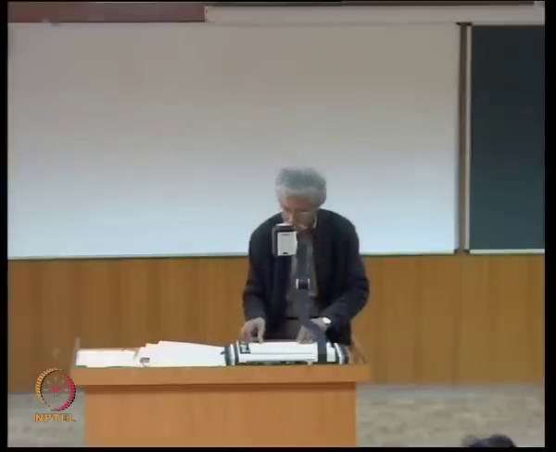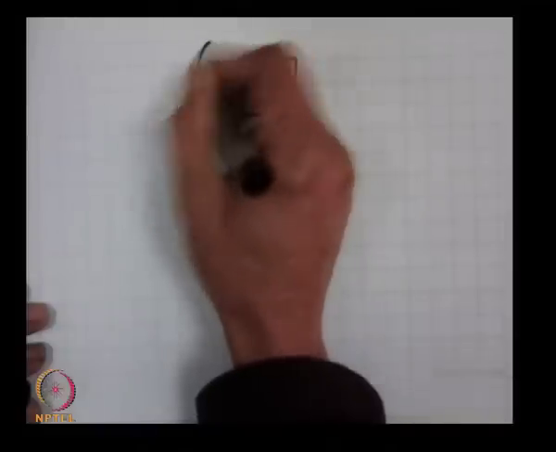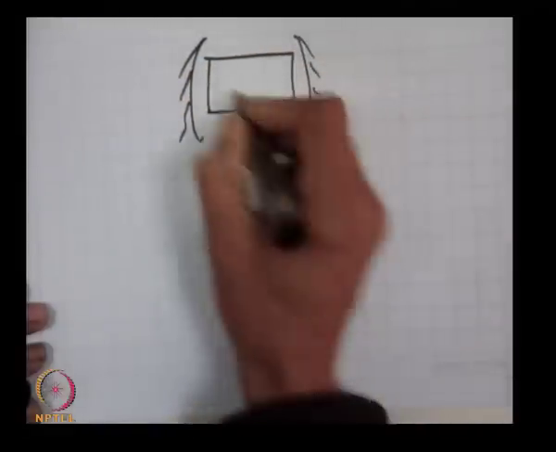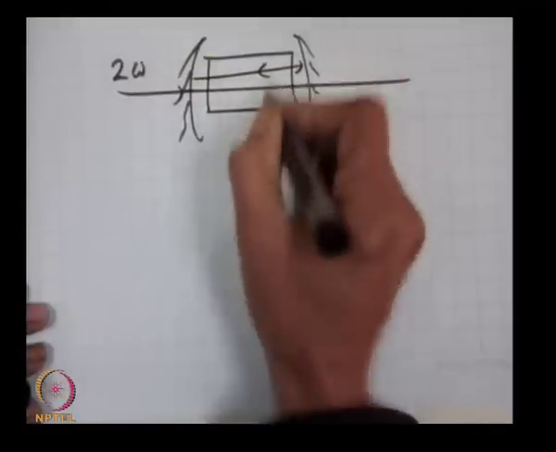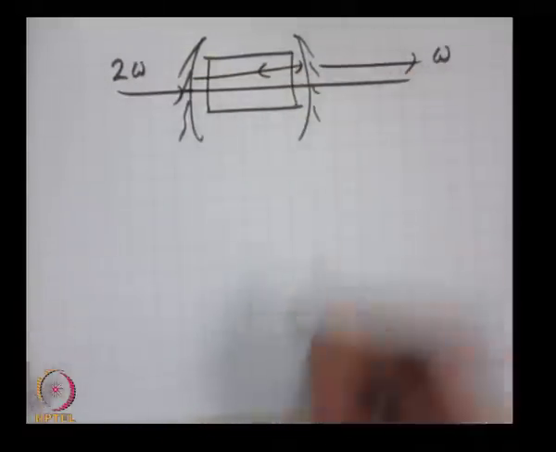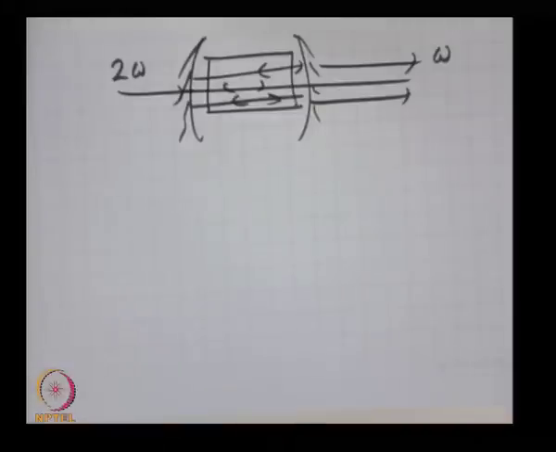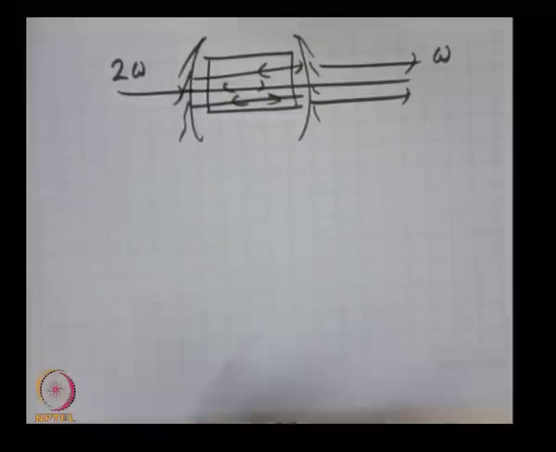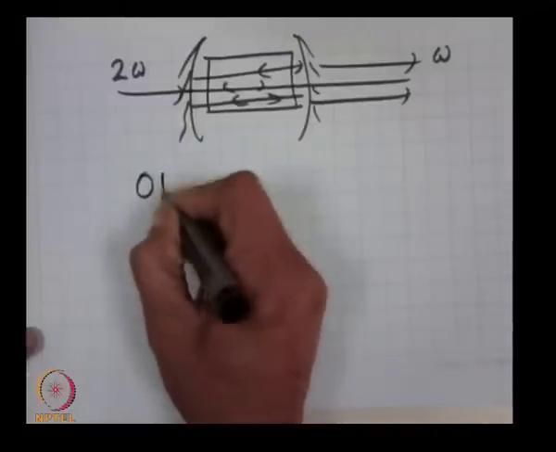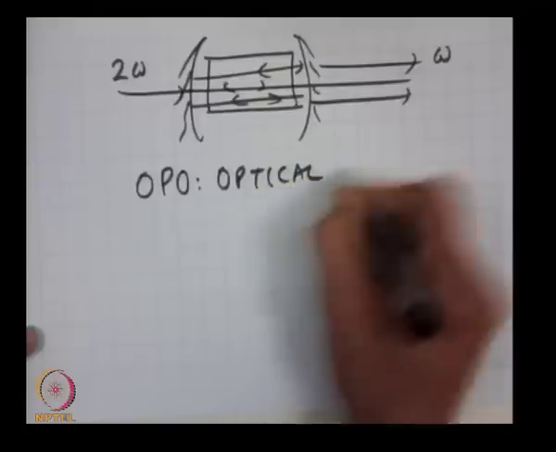So you can build an optical parametric oscillator, which we will discuss a little later, by taking this amplifier and putting it between a pair of mirrors. I have 2 omega coming in from here, and omega gets generated inside, and I get omega coming out. The 2 omega passes through these mirrors. Different situations are possible, so we will look at these. This is called the OPO, optical parametric oscillator.